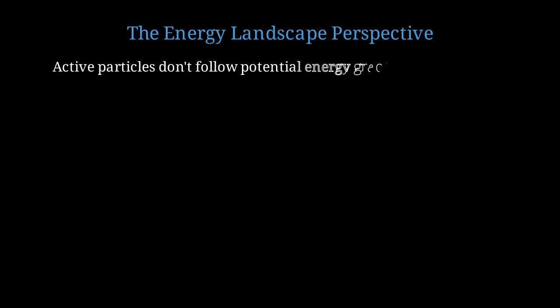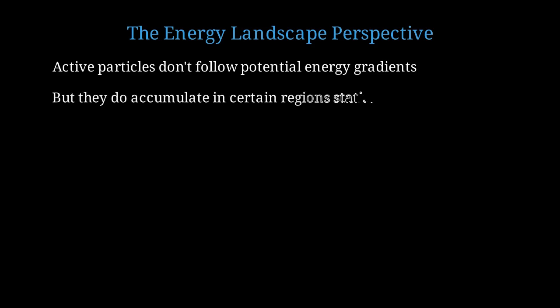Another useful perspective is to think about effective energy landscapes for active particles. This is somewhat metaphorical but helps build intuition. Unlike passive colloids, active particles don't simply roll downhill on a potential energy landscape. They have their own internal energy source and can swim uphill, so to speak. Yet they do show statistical preferences for certain regions. For example, they might accumulate at walls or in low-activity regions where they slow down. This creates effective trapping, even without binding.